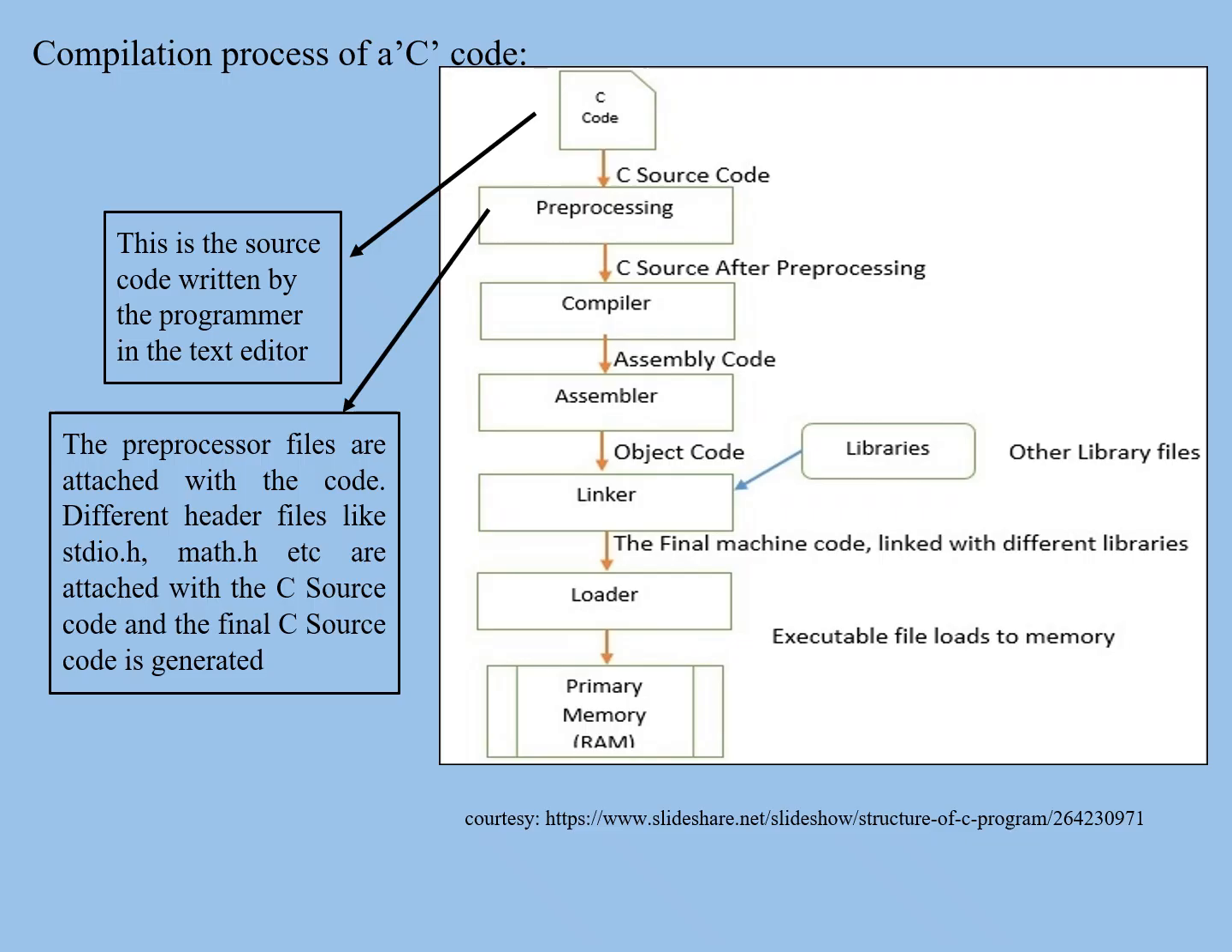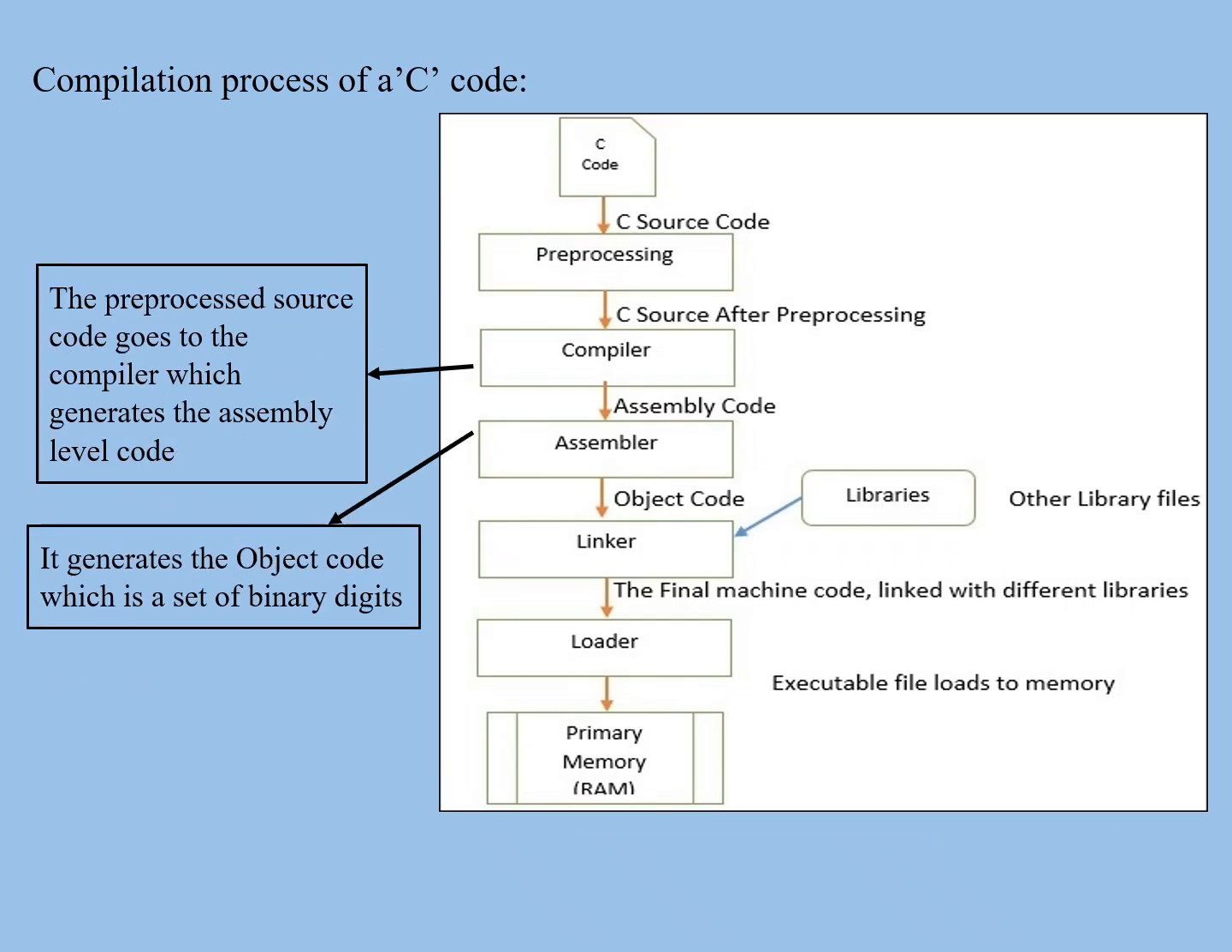With the clarity on the basic syntax of a C code, we also need to understand the compilation process of any C code. That is, how does a computer analyze the code and provide the expected output. So the C code is the source code written by the programmer in the text editor. Next is the preprocessing stage where the preprocessor files are attached with the code. Different header files like stdio.h, conio.h, math.h, etc. are attached to the C source code and the final C source code is generated.